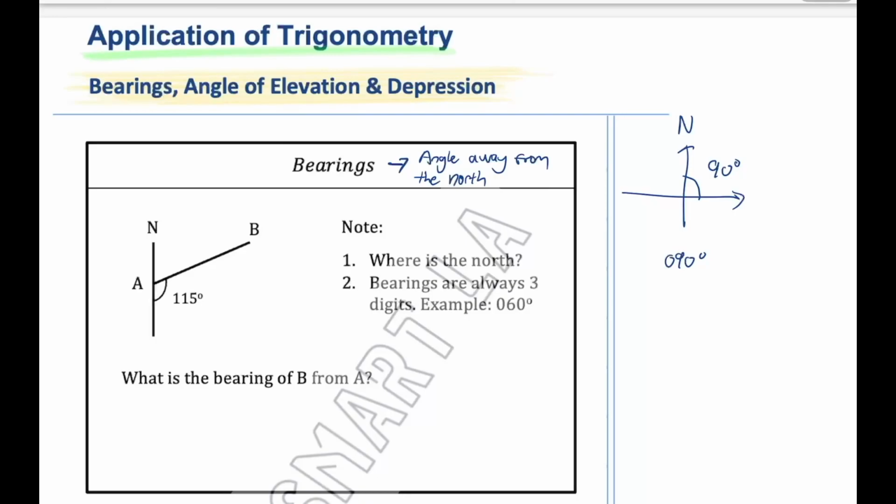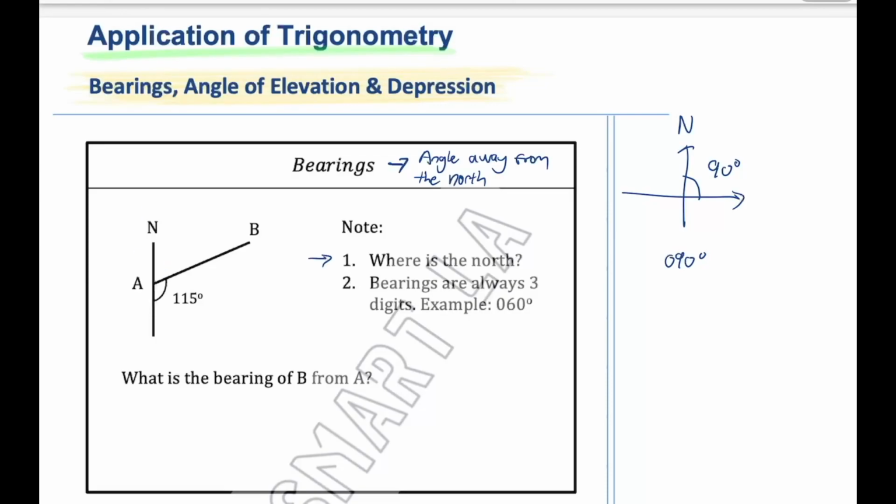So over here, what we'll be doing is an application of it, where according to bearing, we will use that to find the angle that you are away from the north. Now, here there are two steps to take note of. Because bearing is, in layman terms, how far you're away from the north, your angle away from the north, where the north is is very important. So you must always have a north line.